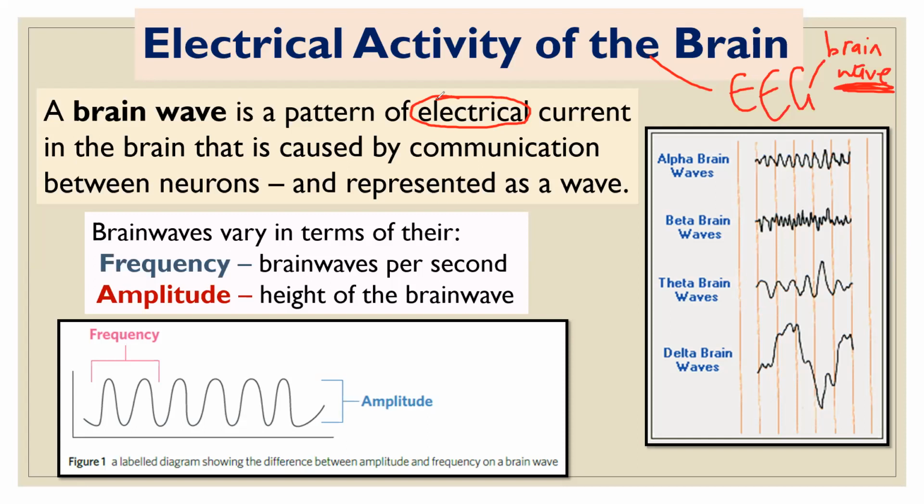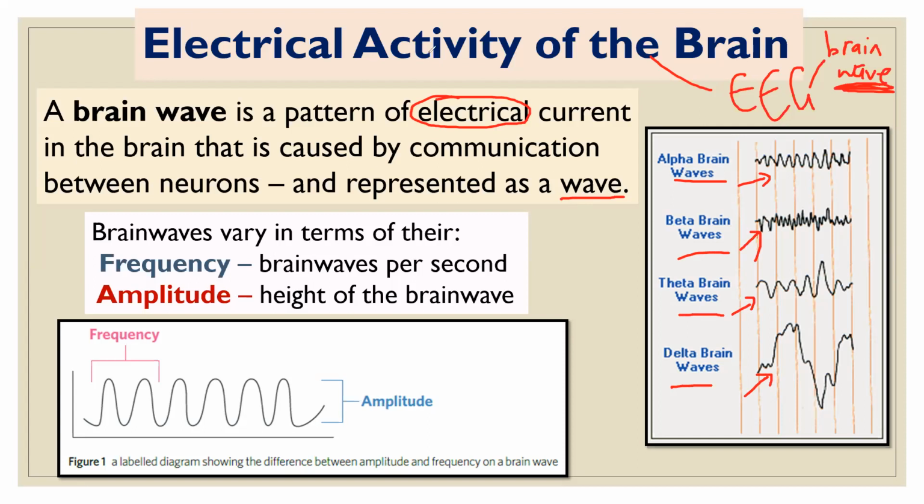So like I said before, this is all still connected to neural connections and neural communication. We just represent it as a wave, and the different waves have different characteristics. As you can see, alpha here looks a little bit different from beta, in the same way that theta looks similar to, but not the same as delta. So brainwaves vary in terms of their frequency, which means brainwaves per second, and they also vary in terms of their amplitude, which is the height of the brainwave.